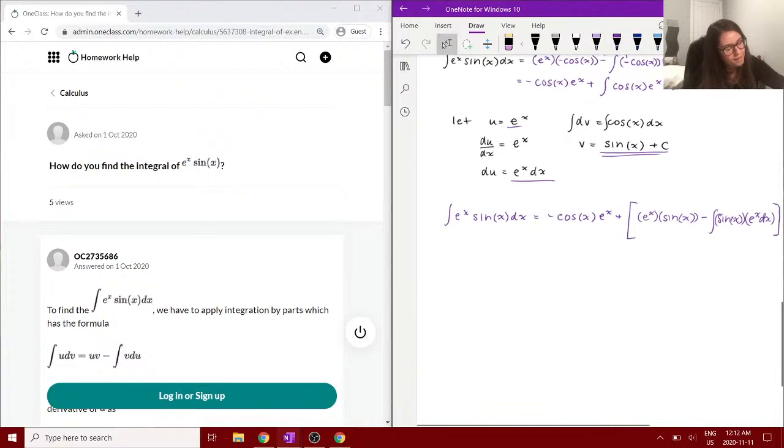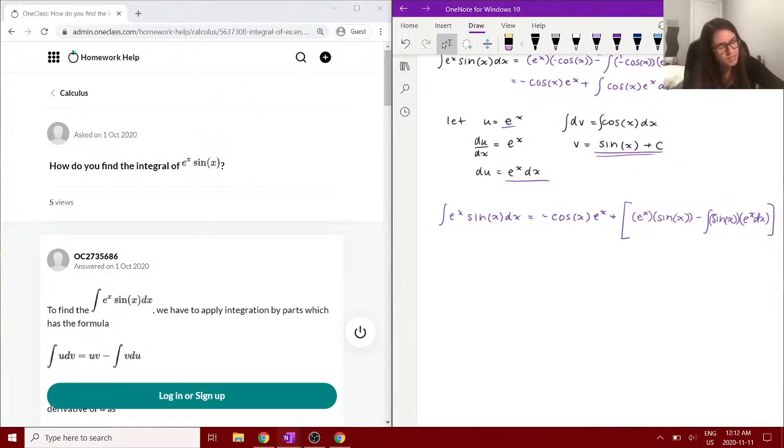Okay, now we're going to just simplify. Here we go. Minus cos x e to the x plus, I'm just rewriting without all these extra brackets so that it's easy to see, minus the integral of sine x. Well, actually, I'm going to change the order of this. So we have minus exponential x times sine x dx.